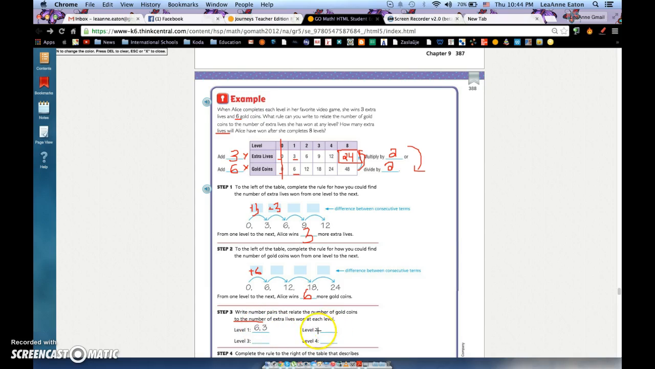So we have 6, 3. So 2, we're going to have 12, comma, 6. And then 3, we're going to have 18, comma, 9. And then level 4, we're going to have 24, comma, 12. Okay. So go ahead and pause this if you still need to write, because I'm going to move on and delete this and scroll down.